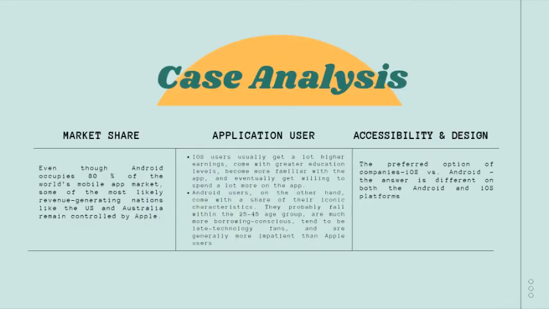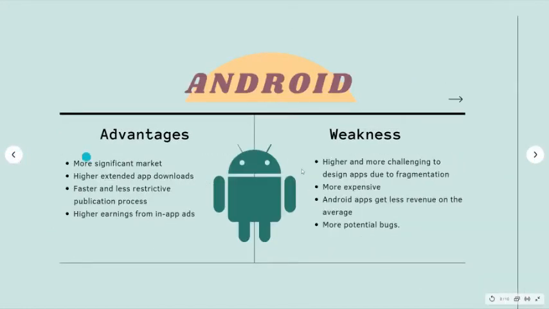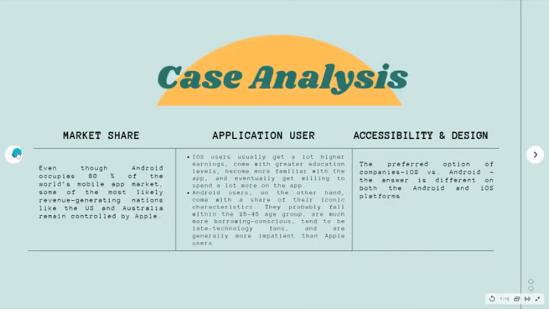For the last points of our case analysis, under market share, even though Android occupies 80% of the world's mobile app market, some of the most likely revenue-generating nations like the US and Australia remain controlled by Apple. So if your market belongs to Western countries, accept the help of iPhone app designers. However, if the world is your target, go with Android developers. As for application users, the selection of application platforms goes beyond geographical boundaries.